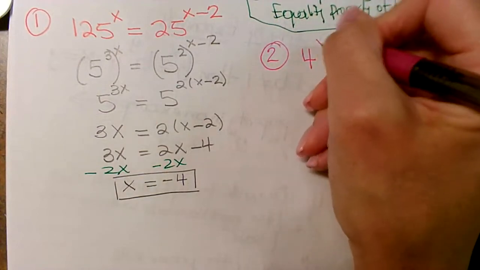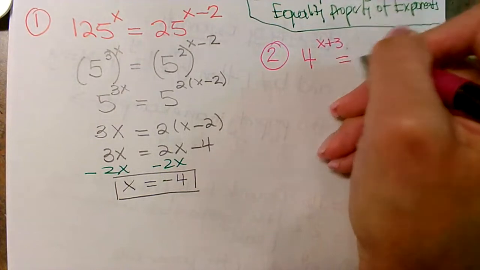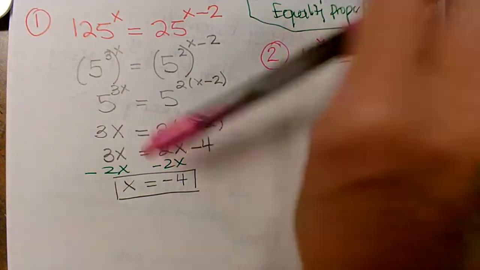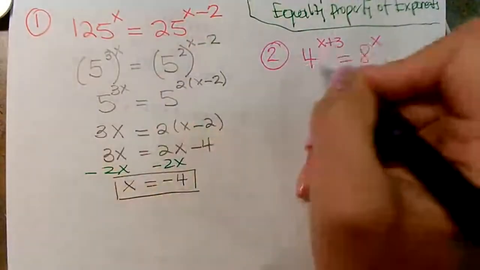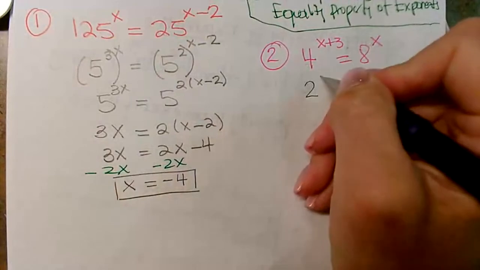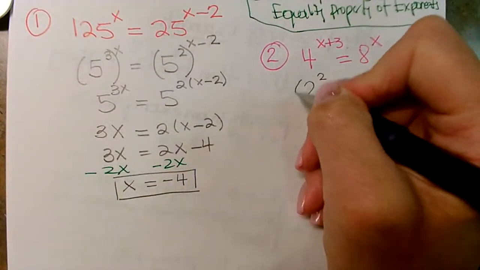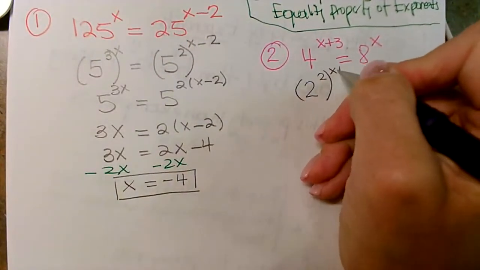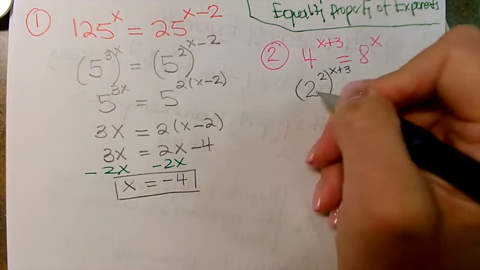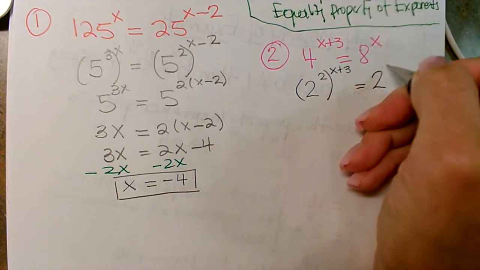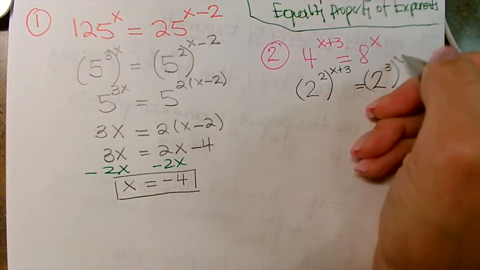For example, this one. Same base, right away we know it's 2 to the second power, 2 times 2. And this one will be 2 to the third power.